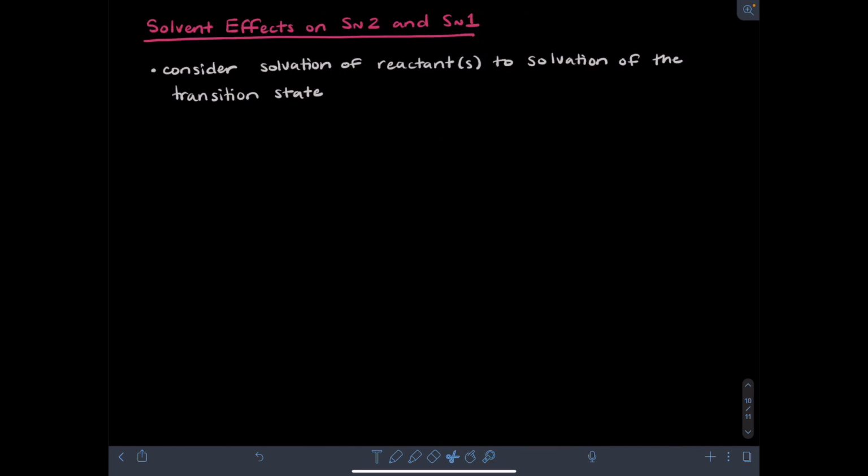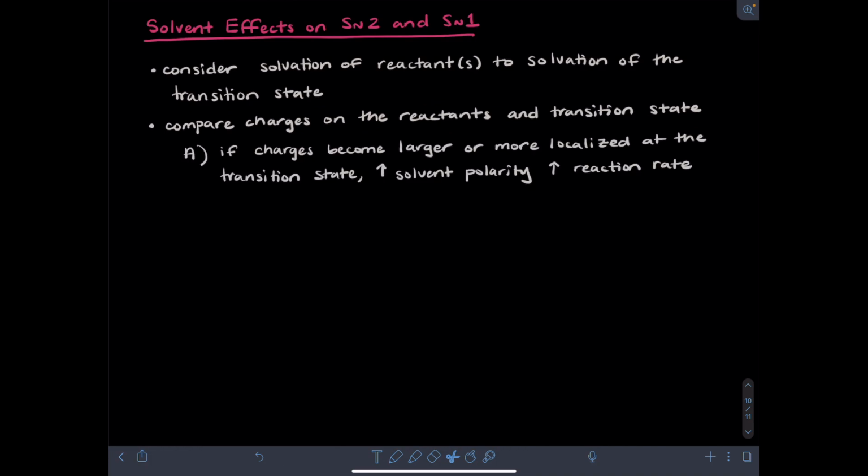To end, I want to talk about solvent effects on both types of substitution mechanisms. We're going to imagine polar compared to less polar solvents, and how well those can solvate either the reactants or the transition state. More polar solvents are better at solvating larger charges. So what we'll need to do is compare the charges of the reactants compared to the rate-determining transition state. If the charges are becoming larger or more localized on a single site at the transition state compared to the reactants, increasing the solvent polarity will increase the reaction rate.